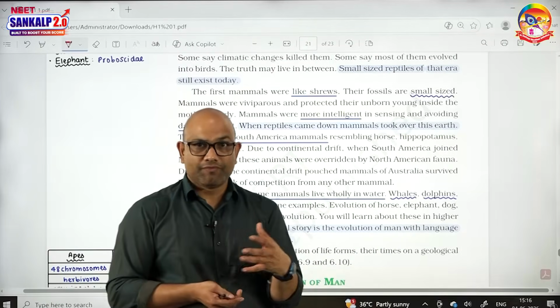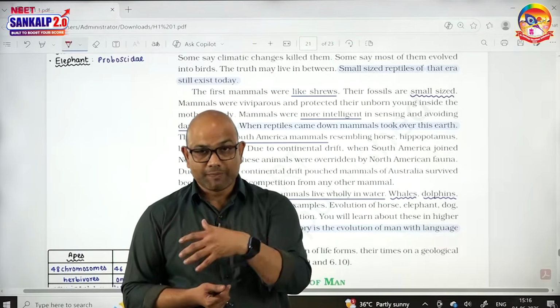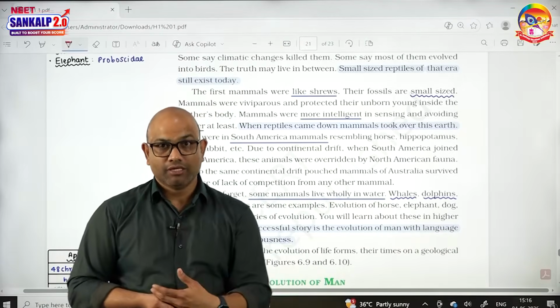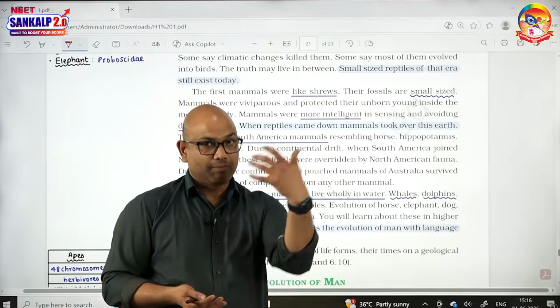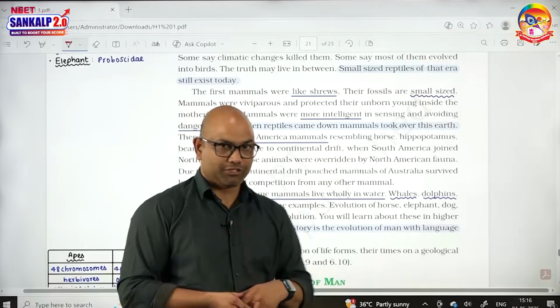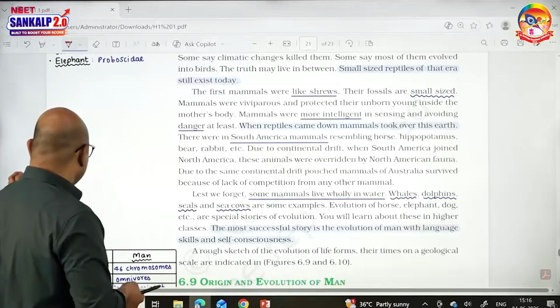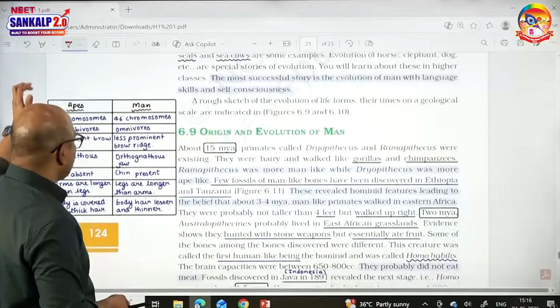That is one more example for continental drift. Evolution of many species in Australia due to lack of competition. Extinction of many species in South America after the South American plate joined the North American plate, due to competition. Now let us talk about origin and evolution of man.